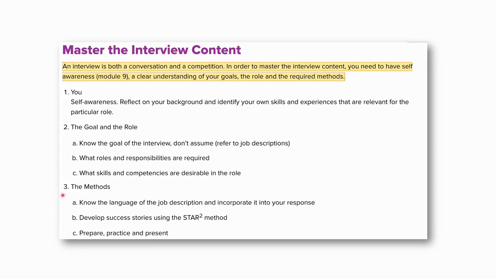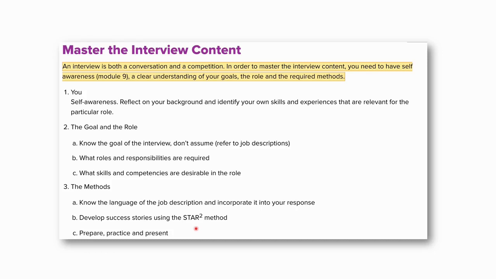And then the third one is the methods. And this is using the STAR method to get clear, to get precise, to bring clarity to your story and to follow these steps because the interviewer knows the STAR method. The interviewer is expecting you to address these key points. So the STAR method is not just a template, it really is asking specific questions about a story that the interviewer wants to know.